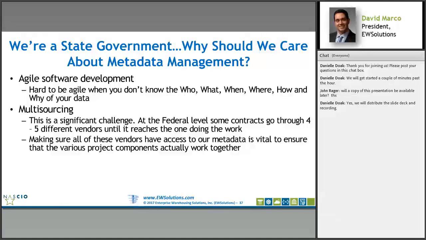Number two, multi-sourcing. This is a giant challenge that we are dealing with within our states. I could tell you at the federal level, it's astounding how some of these contracts work. We were on one contract. There were literally 4 or 5 different vendors who owned the contract before it got to us, the group who was actually doing the work. It literally went through 4 different organizations before it got to us. Now, we're the ones doing the work. So, I mean, none of these other groups are really doing anything except shuffling paper. So this is a challenge.